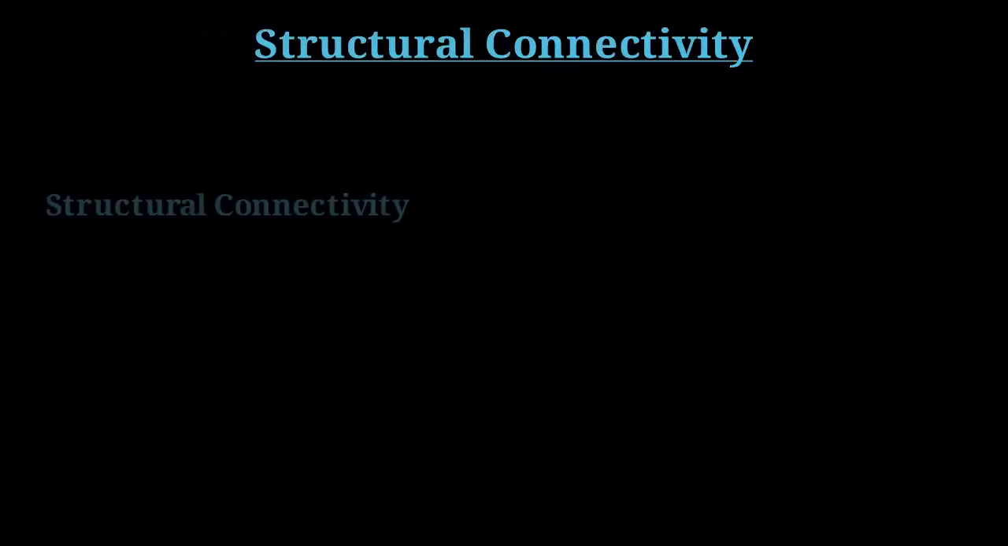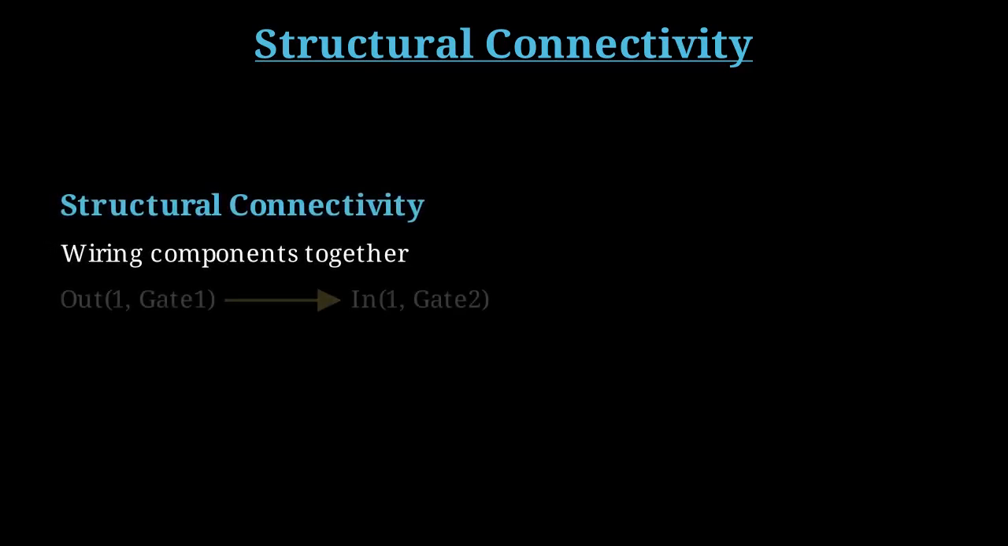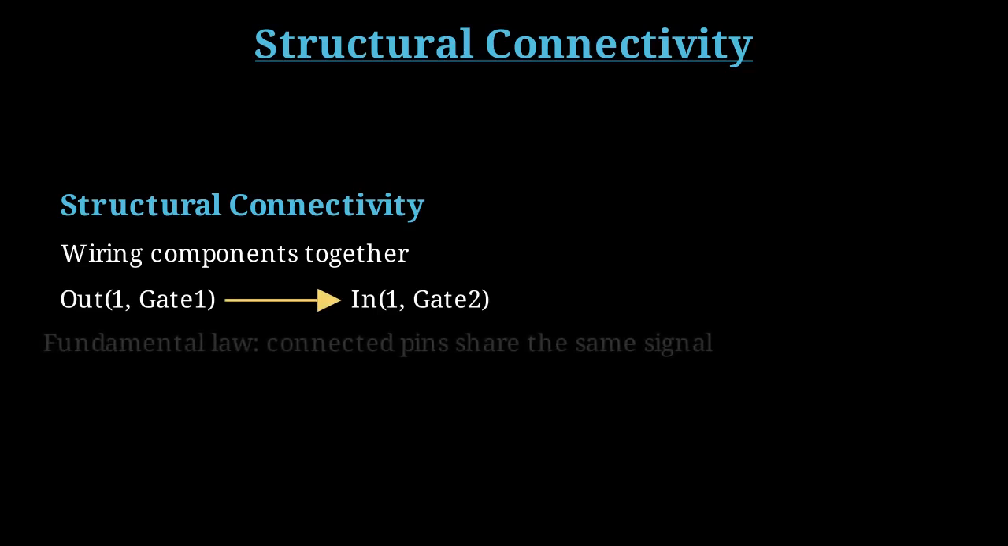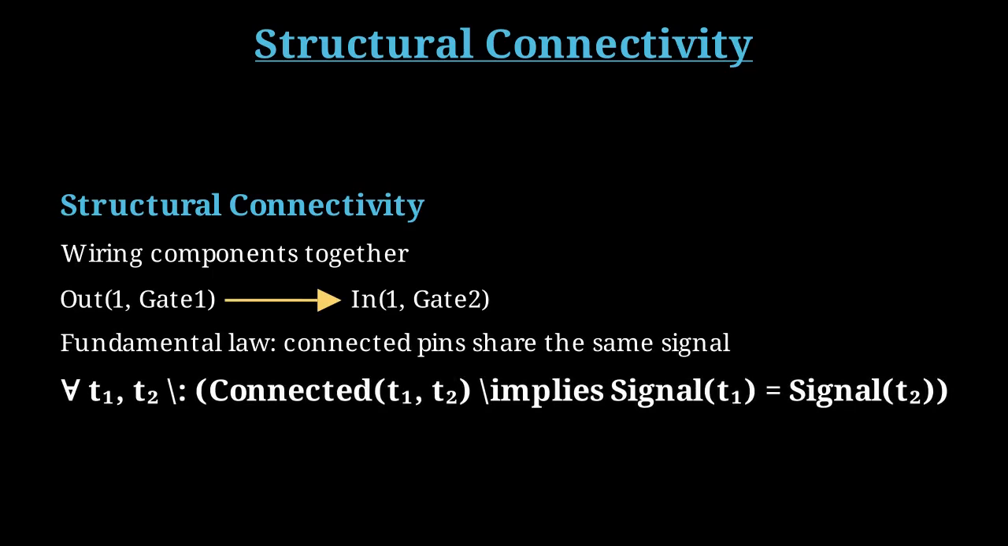Next, we must tell the AI how the components are physically wired together. In English, we might say, the output of the AND gate connects to the first input of the OR gate. In logic, we state, Connected(Out1(Gate1), In1(Gate2)). But we also need a fundamental law of physics. Connected terminals share the same signal. We write a universal rule for all terminals T1 and T2. If they are connected, then Signal(T1) equals Signal(T2). By separating behavior from connections, our agent can simulate a NOR circuit.